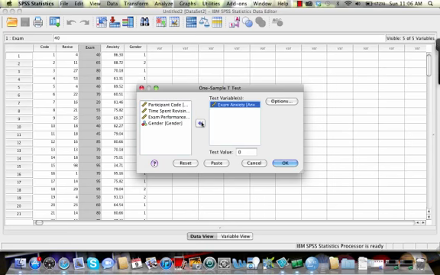The key part of a one-sample t-test in SPSS is to change this test value. There we put in our population mean that we're given and that we're comparing the mean of our sample to. If you don't change it, SPSS will compare your sample mean to 0. So we need to change it to our population mean, which is 45. We don't need to do anything with options, so we're just going to click OK.